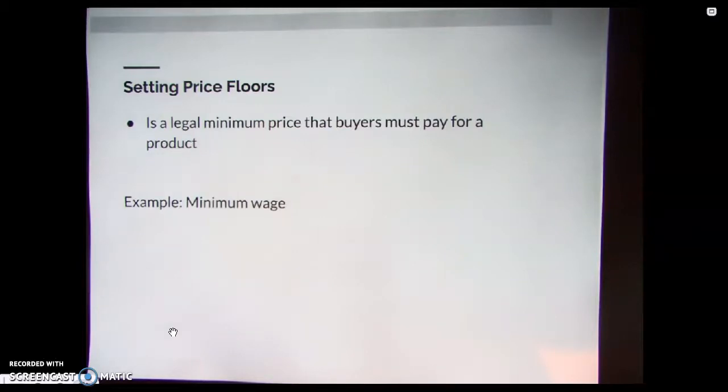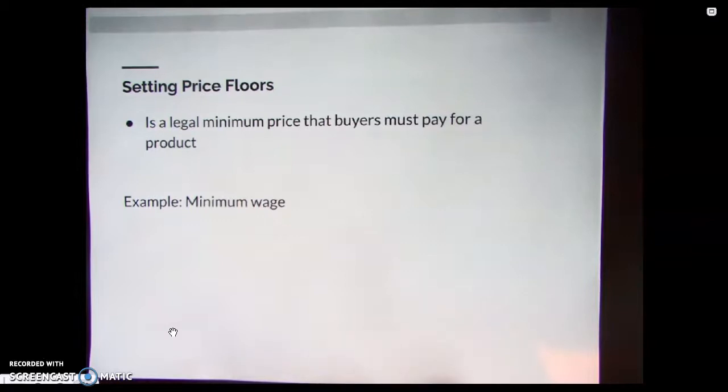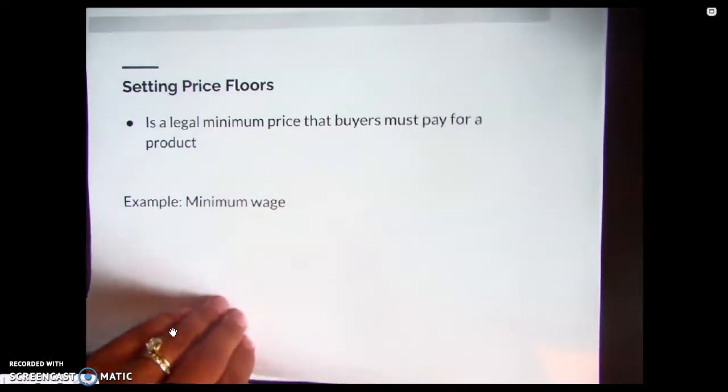And really the only example here is minimum wage. Government doesn't really intervene much with price floors and say that you have to have a minimum amount you can charge. But we do put it in terms of minimum wage because the government says you cannot pay somebody less than this amount. So the supply would be pay and the demand would be how many workers you have. Okay, so let's look at price floors.